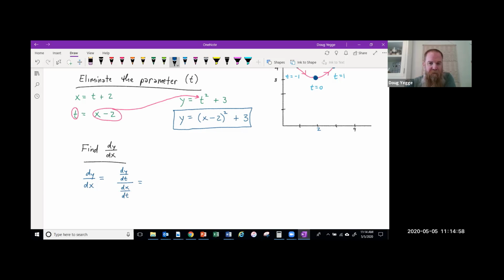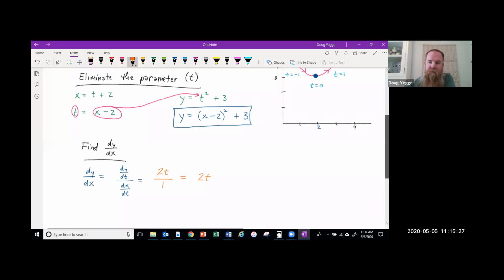But this one is super simple because notice that y is t squared plus 3, so dy dt is just 2t. dx dt is just the derivative of t plus 2, which is 1. So dy dx is 2 times the t value. So what does that tell me? It tells me that the slope is nothing more than twice what the t value is.